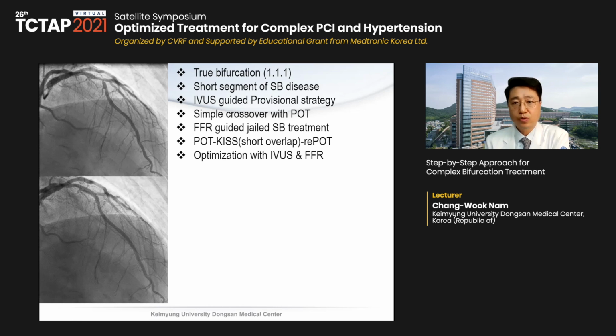And we decided on simple crossover with POT and a jailed side branch. The decision was made by FFR guidance. And we did the short overlap kissing and re-POT, and then optimization was confirmed by IVUS.